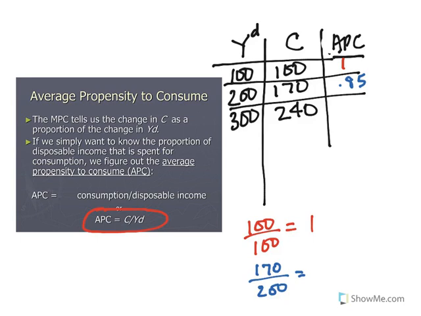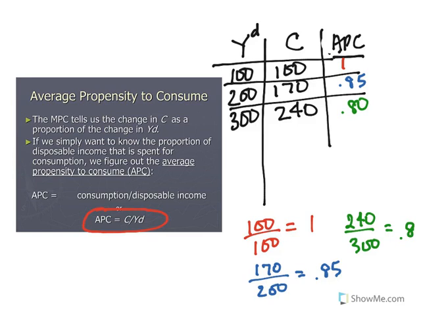And then we can do the same thing to see when disposable income is 300. When disposable income is 300, consumption is 240. So, I forgot to put 0.85 right here. Now we would do 240 divided by 300. And when we do that math, we come up with 0.8. So in other words, that means that when disposable income is 300, on average, consumers spend 80% of their money.